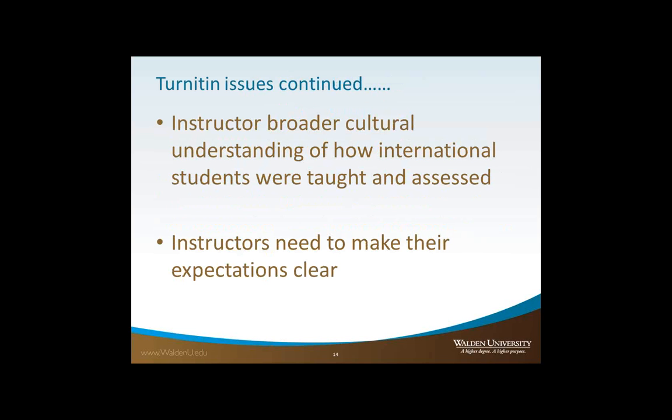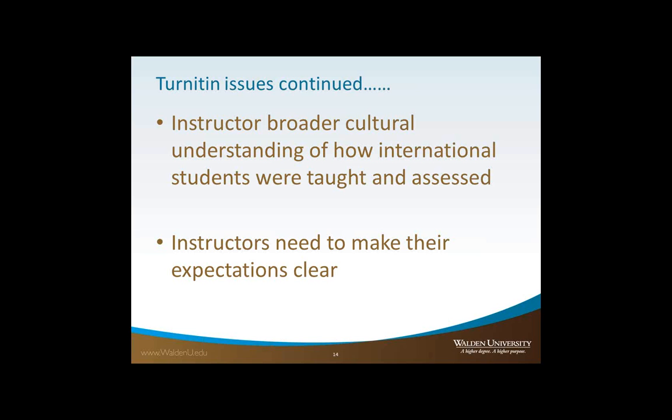Other Turnitin issues, instructors need to have that broader cultural understanding of how international students were taught and how they were assessed, but also to be sure that our international students understand what is expected of them and how they should be citing sources, and perhaps give them some examples, or point them to the Writing Center.